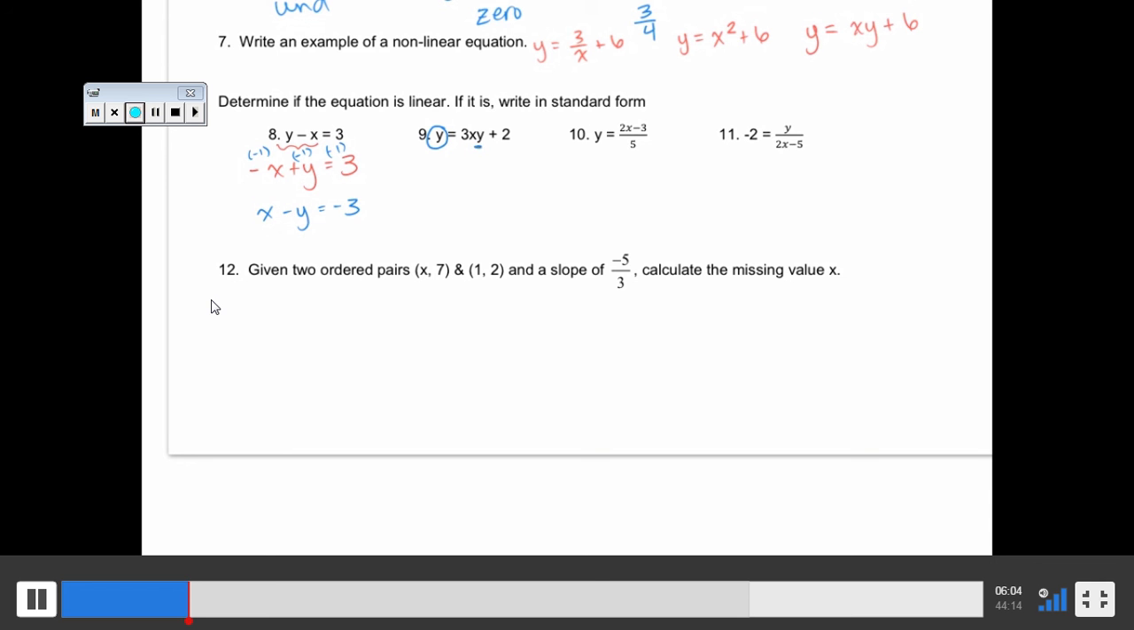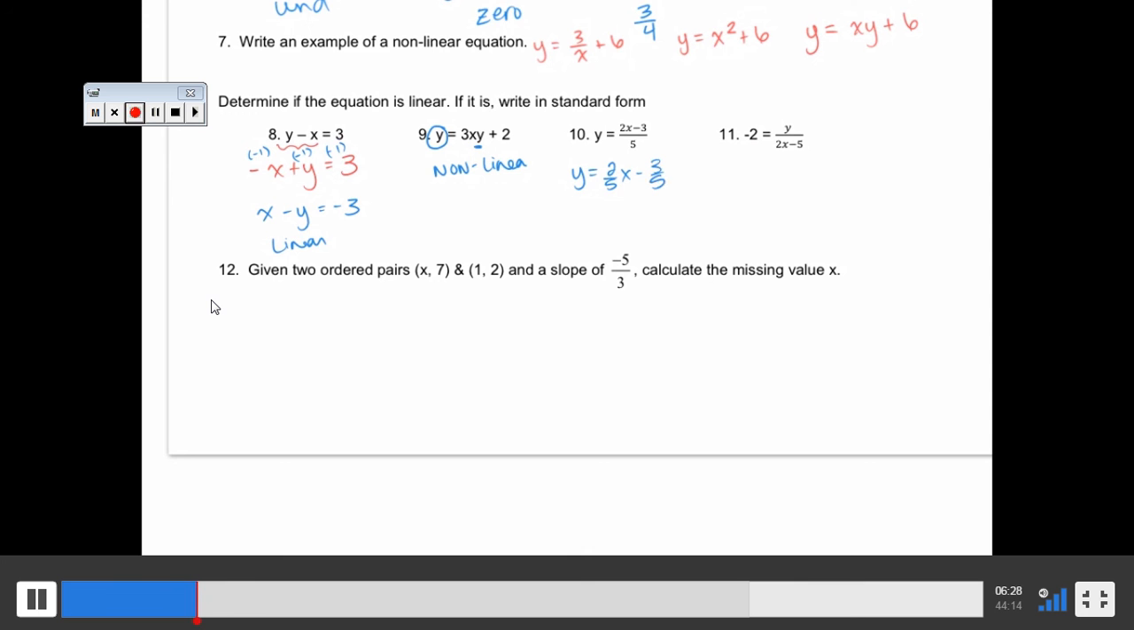So therefore this is nonlinear. I should put linear over here. And then if we look at number 10, that's actually technically in slope-intercept form. I could write it y equals 2 over 5x minus 3 over 5.